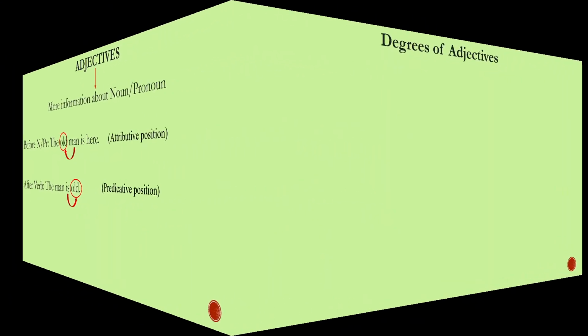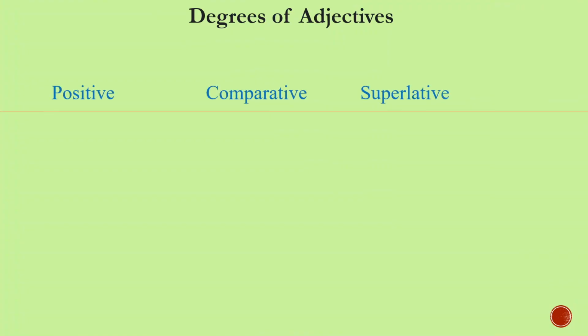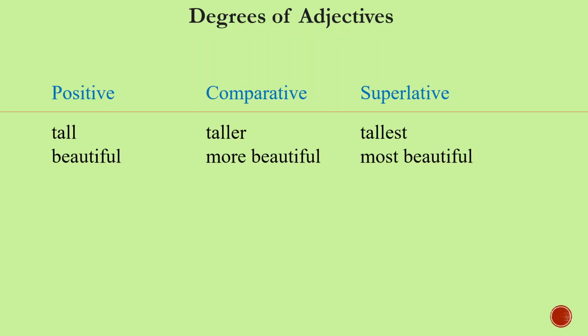Now, let's have a look at the degrees of adjectives. Adjectives are categorized into 3 degrees: positive, comparative, and superlative. Examples are here: tall, taller, tallest, beautiful, more beautiful, most beautiful. As you can see here, when the adjective has 3 or more syllables, we use more and most for forming comparative and superlative degrees. Then we have another category of adjectives that we call irregular adjectives, like good, better, best.